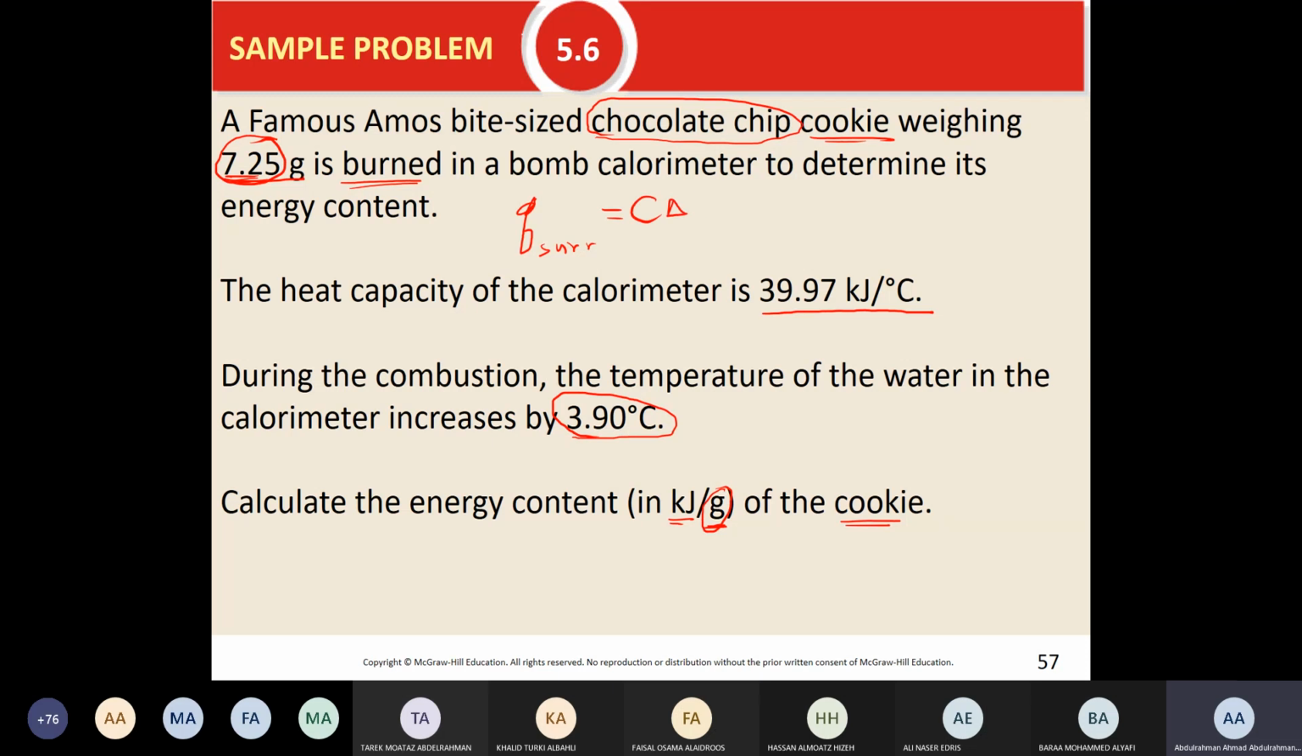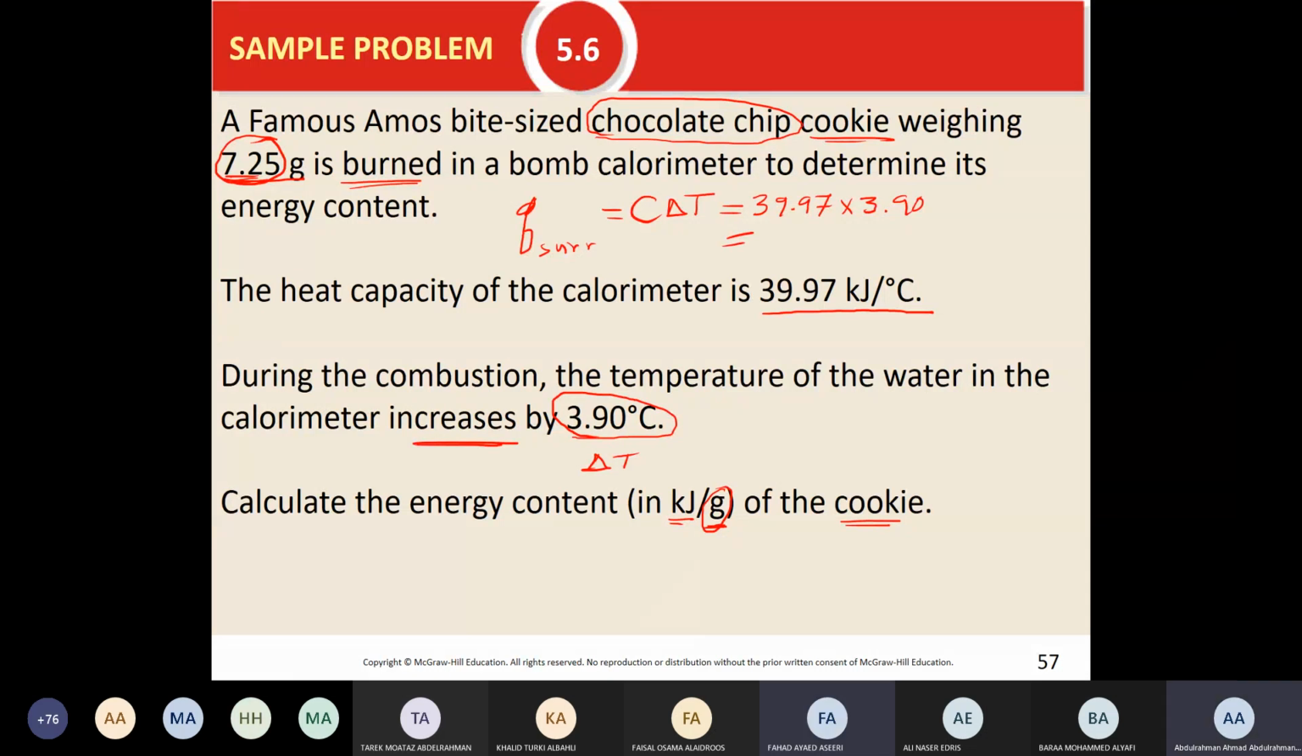Give me, what should I write? C delta T. What's C? 39.97 times 3.9. Why? What's delta T? What's minus what? This is the difference, 3.9. The difference, because it says here increased by. So whatever you start with, you end up with delta T equal to 3.9 exactly. So give me an answer quickly.